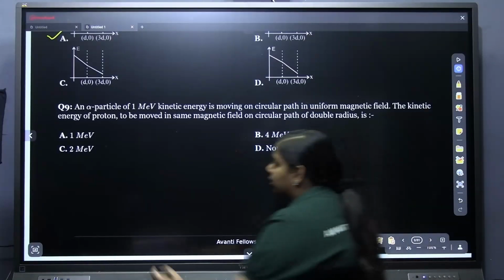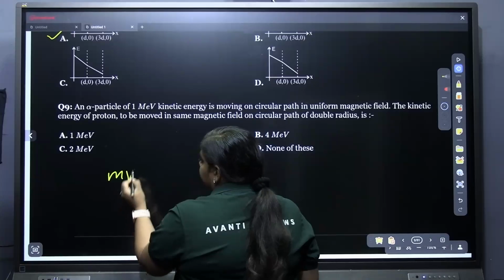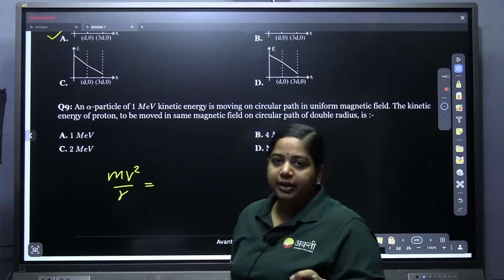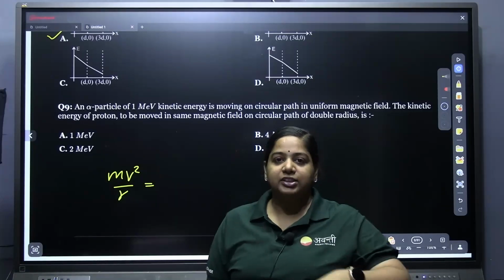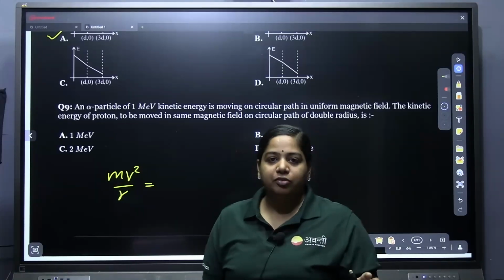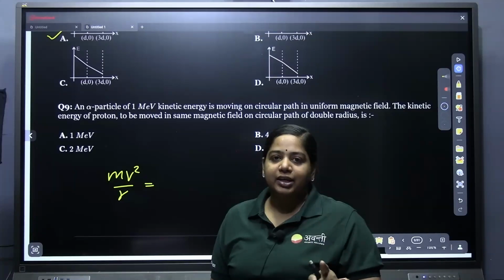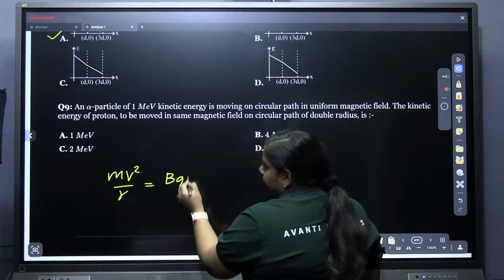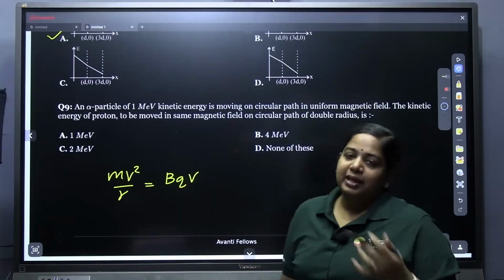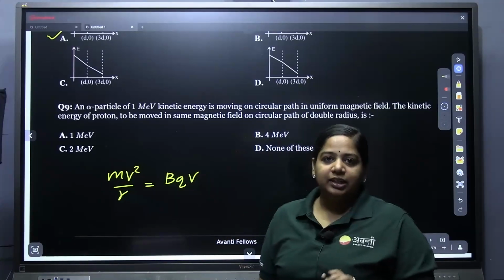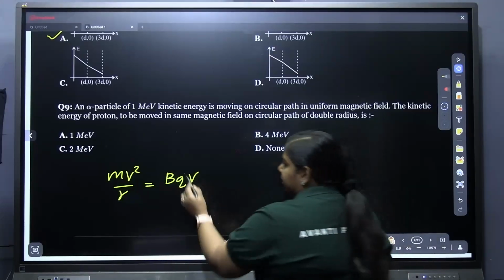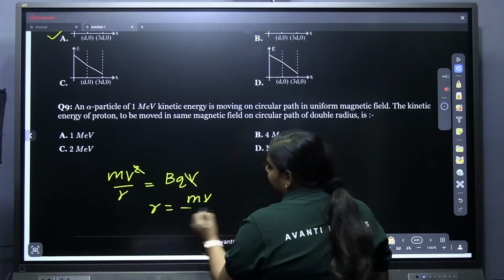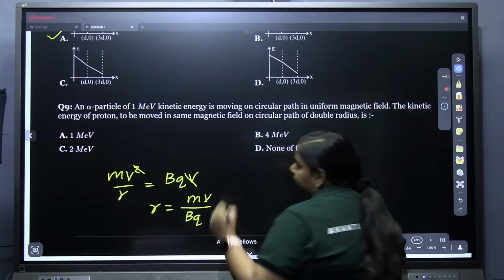Okay, from circular motion we have centripetal force mv square by r is equal to whichever force is making it do that. Which force is making the charge move in circle? Magnetic force, right? So due to magnetic field, a charge is having force equal to BQV sin theta. Since theta is 90 degrees, sin theta will be 1. So you can just write this. V square cancel. Radius equal to mv by BQ.